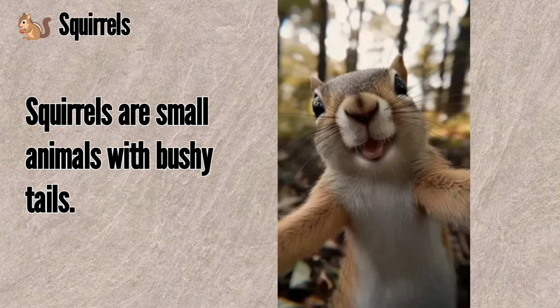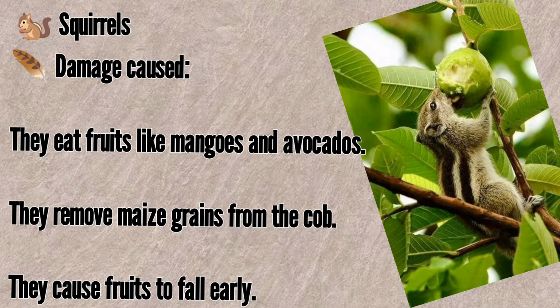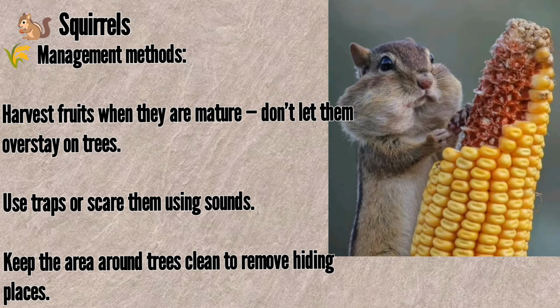Squirrels. Squirrels are small with bushy tails. They climb up on trees and like eating fruits, nuts, and seeds. The damages they cause include eating fruits like mangoes and avocados. They remove maize grains from cobs and they cause fruits to fall early.